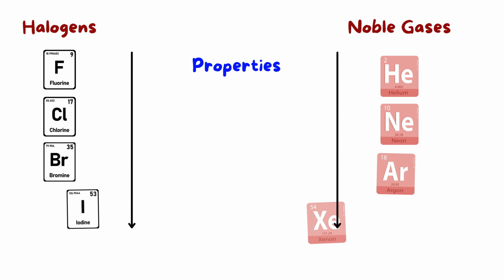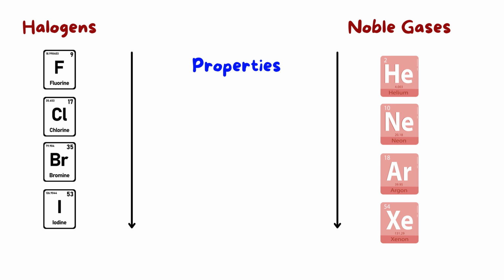In today's video, we are going to explore two important groups from the periodic table, the group 7 elements, known as the halogens, and the group 0 elements, referred to as the noble gases. We'll examine their key properties and the trends observed within each group.